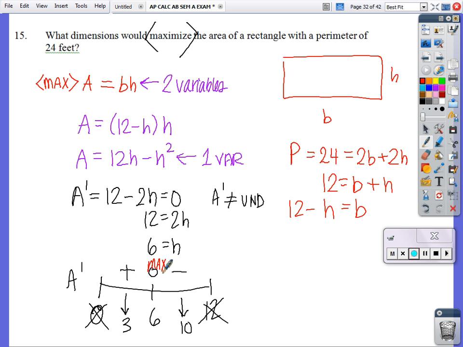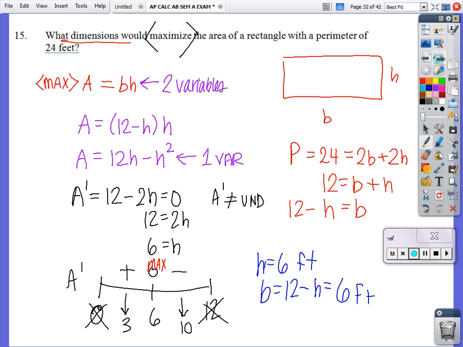It said what dimensions. So the dimensions would be a height of 6, and then the base is equal to 12 minus height, so we get 6 for the base, and this is in feet. So there's my answer for number 15.